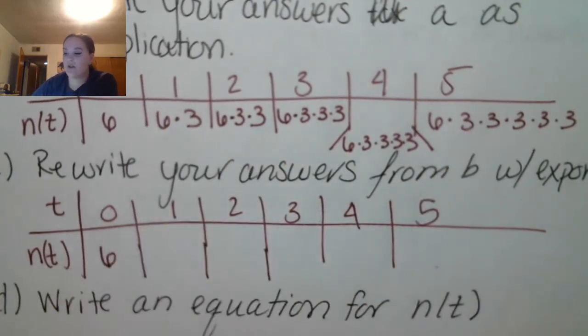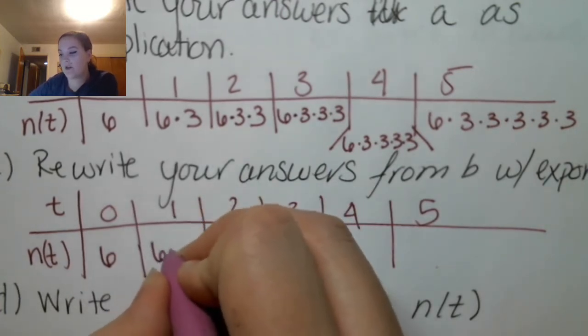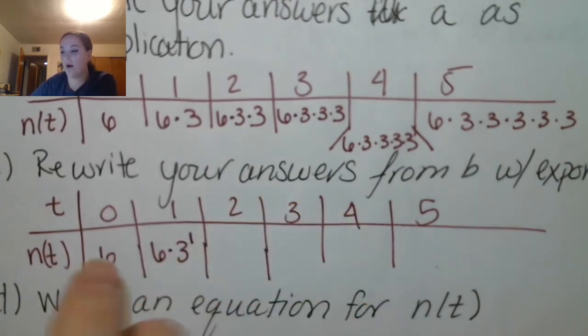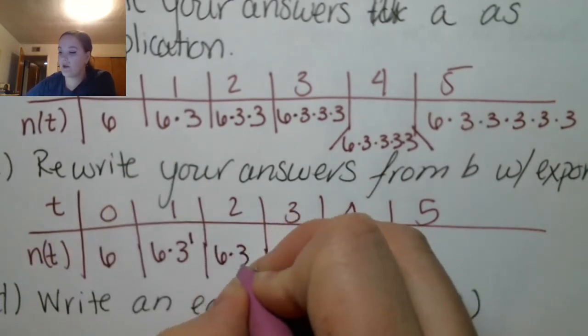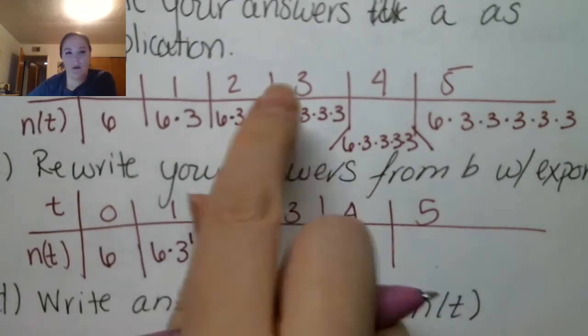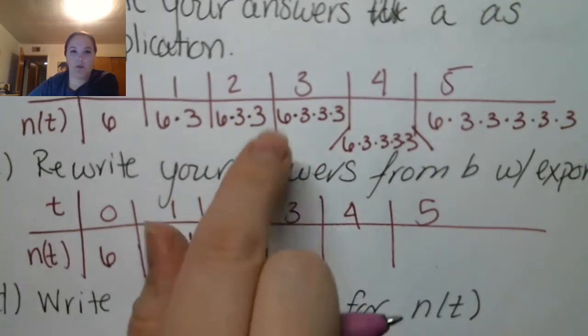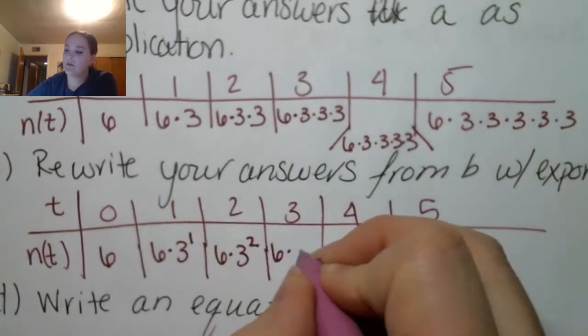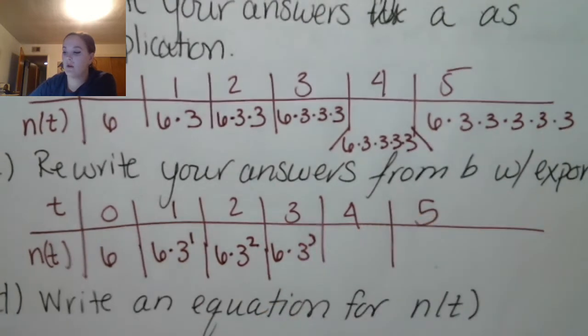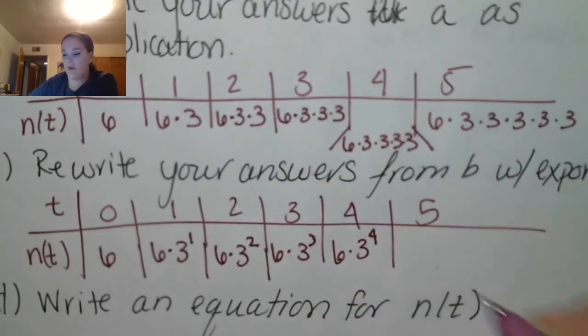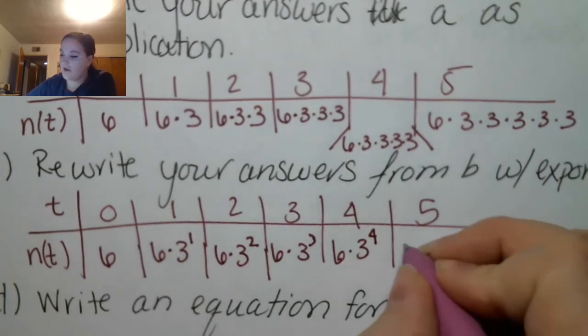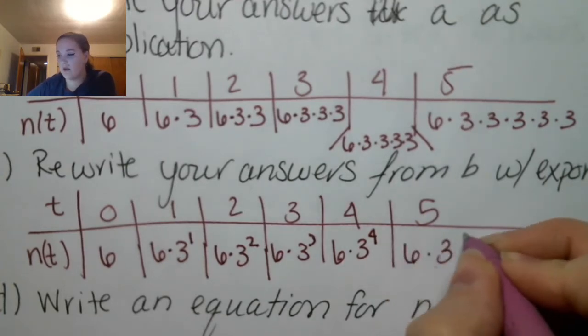So this is just 6. This is 6 times 3 to the 1 power, because there's only one of them. Then this is 6 times 3 squared, because 3 times 3 is 3 squared. This is 6 times 3 cubed. This is 6 times 3 to the 4th. And this is 6 times 3 to the 5th.